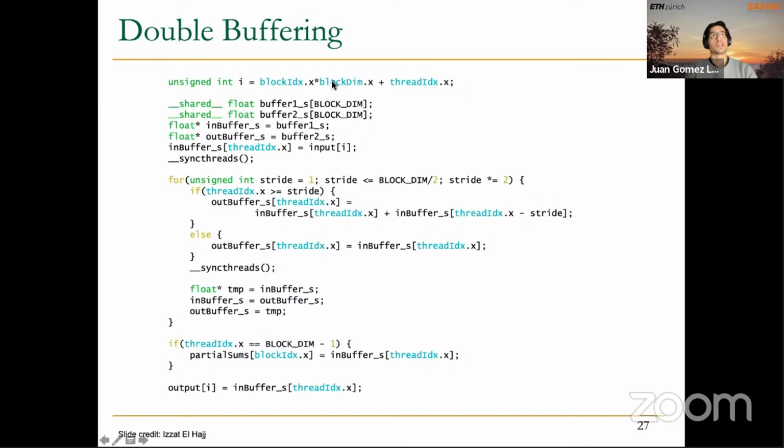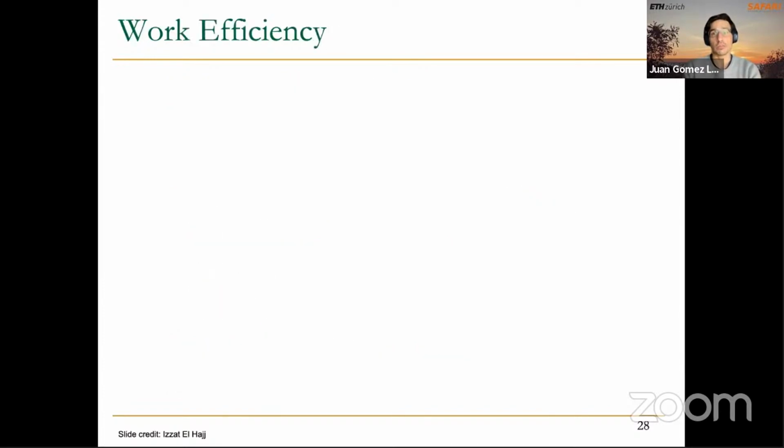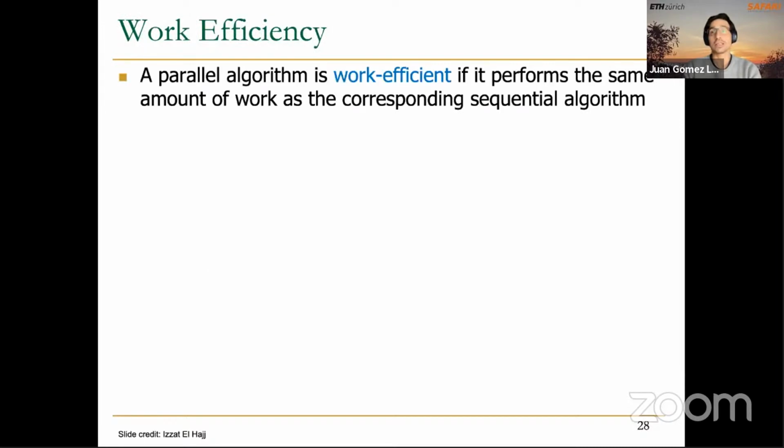So this is, let's say, our most optimized code so far, the one that uses shared memory and uses double buffering. This seems like a pretty good implementation, but we are going to analyze it a little bit more. We are going to see if it's work efficient. What does it mean? We say that a parallel algorithm is work efficient when it performs the same amount of work as the corresponding sequential algorithm.